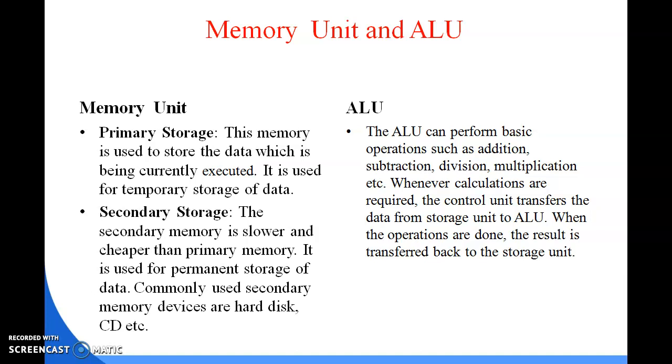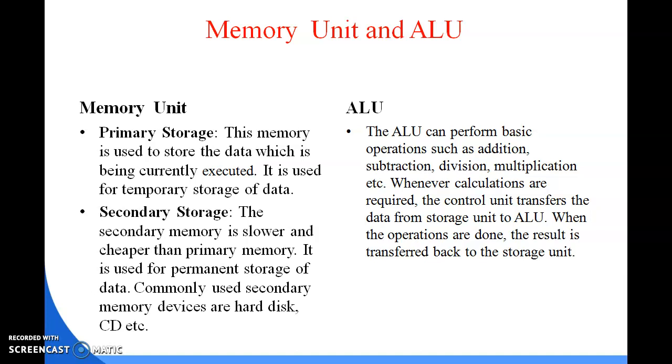So under the secondary memory, examples are a hard disk, CD, or any type of flash drive, what you call the pen drive. These are used for secondary storage, for permanent storage, right?